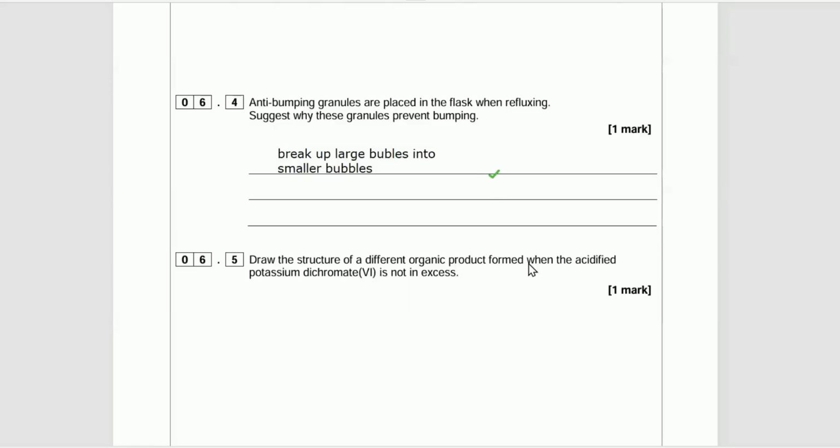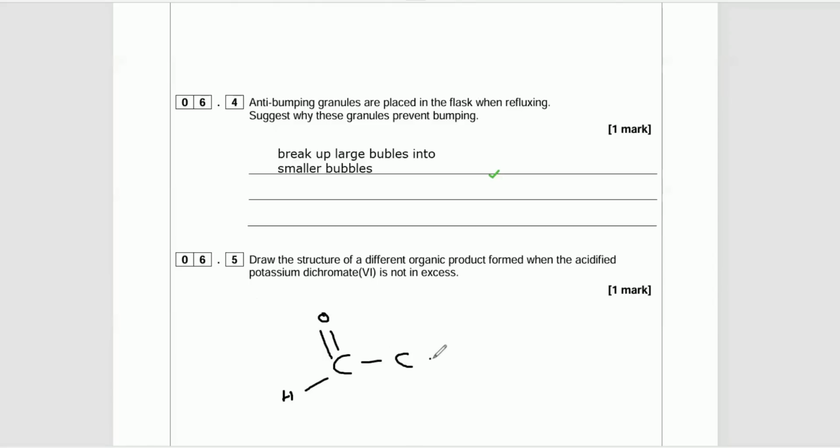Draw the structure of a different organic product formed when the acidified potassium dichromate is not in excess. So if the acidified potassium dichromate, we don't have as much of the oxidizing agent, instead of getting the carboxylic acid, we're going to get the aldehyde. So I'm going to go for that version. I drew carboxylic acid from the alcohol, but instead I'm going to say, well, hey, the primary alcohol just goes to an aldehyde. So it goes like that. And instead of having an OH here, I'm just going to do an H there.